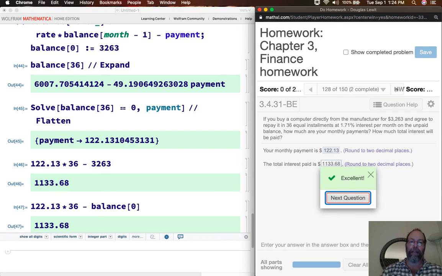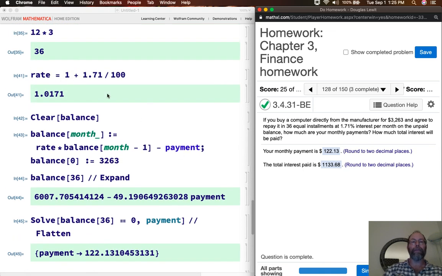And that is correct. Yeah, so I almost made a big mistake. The mistake was, remember with the rate, it's 1 plus the interest rate, because otherwise you're going to end up with something that doesn't quite make sense, okay?